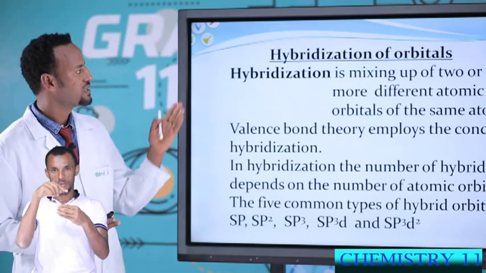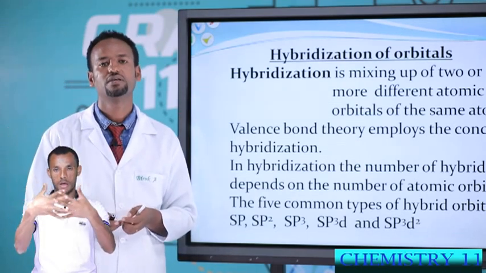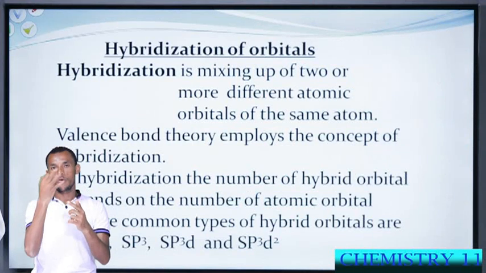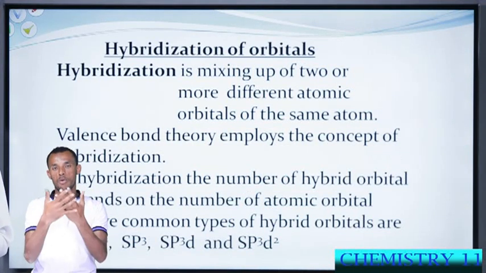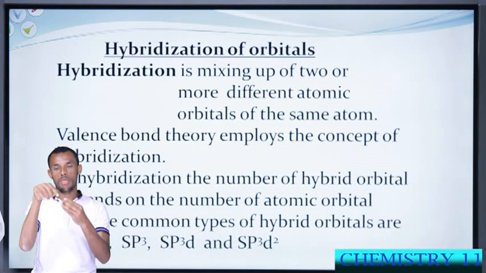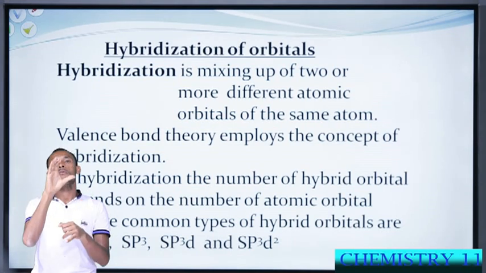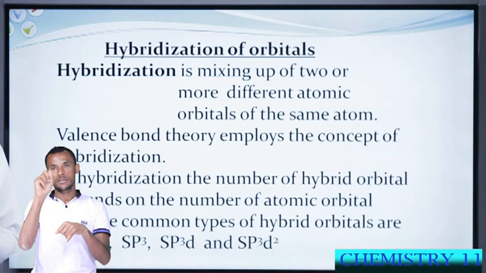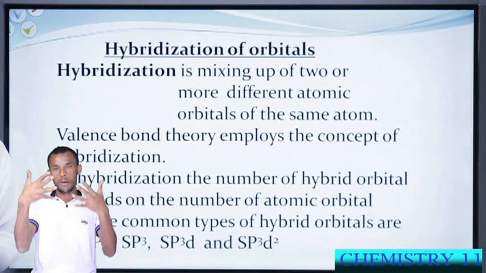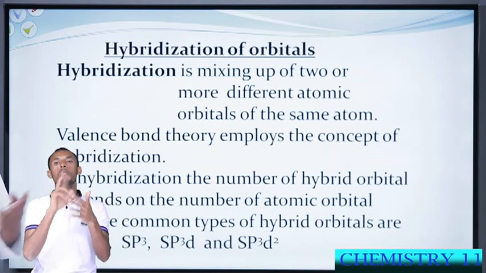Okay, today we are going to discuss hybridization, the second type of chemical bonding theory, that is molecular orbital theory, and finally types of crystal. Okay, let's start hybridization. Students, what is hybridization? What is meant by hybridization?